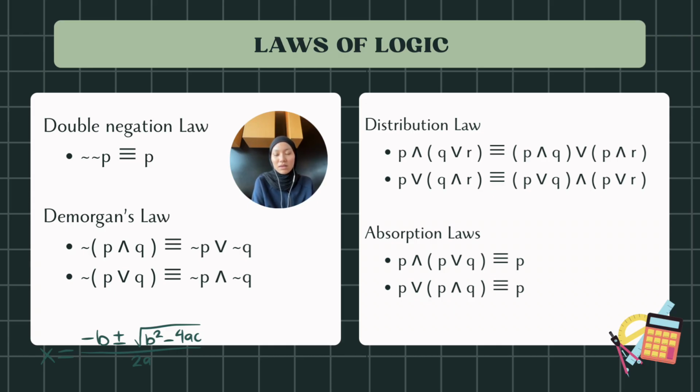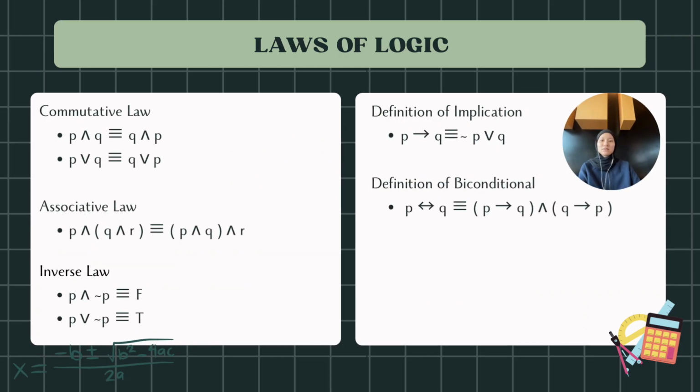And P or (Q and R) is logically equivalent with (P or Q) and (P or R). Next is absorption laws, where P and (P or Q) is logically equivalent with P. Then P or (P and Q) is logically equivalent with P.